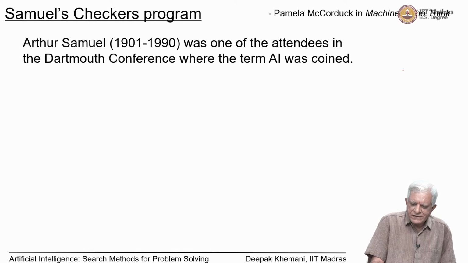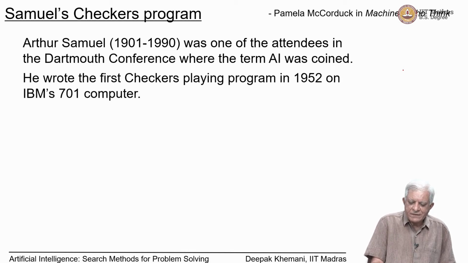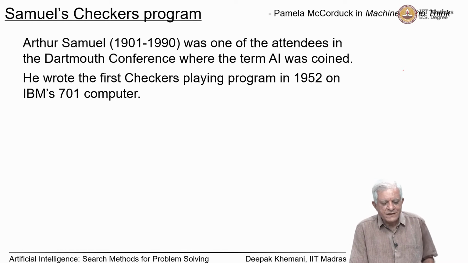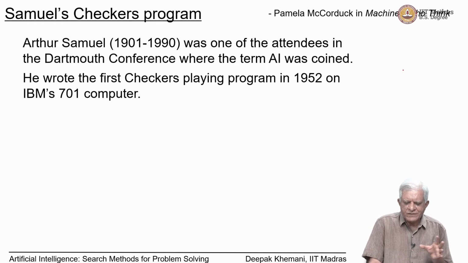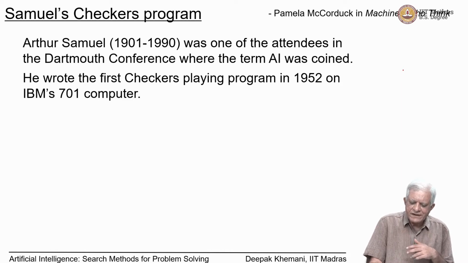Then in the real world of programming, Arthur Samuel, who was one of the attendees at the Dartmouth conference as we had seen, where the term AI was coined, wrote the first checkers playing program in 1952 on IBM's 701 computer. Now, there is a rumor that IBM was so much interested in checkers that they chose a 32-bit word as their basic word length because in checkers there are 32 pieces. So, remember if you know the game of checkers, it's played on a standard chessboard of 64 squares, but it's played only on one color square. So, either black or white, whichever the case may be.